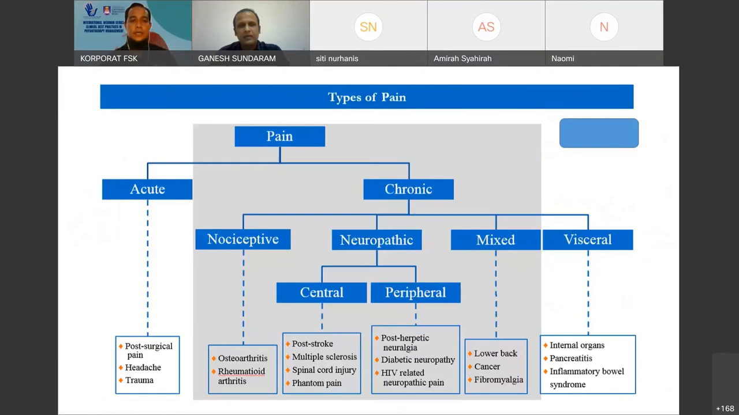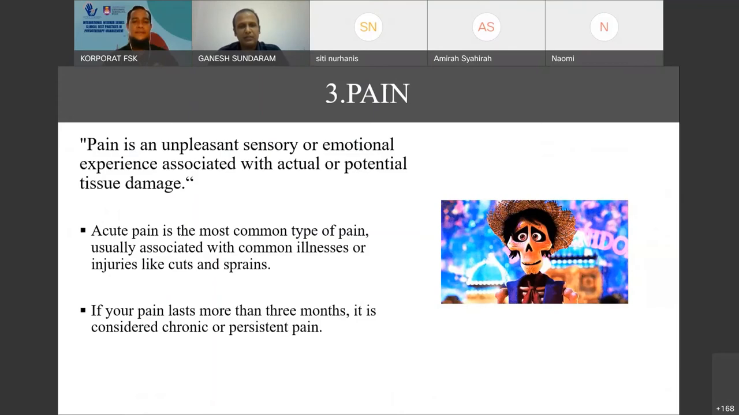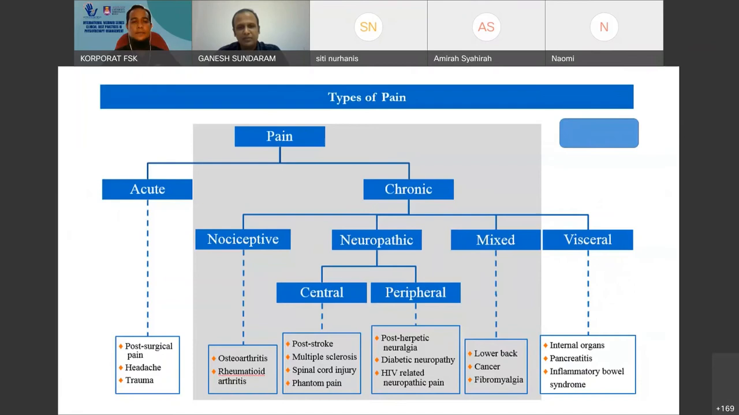Sorry for the inconvenience. Acute pain is the most common type of pain, usually associated with common illness or injuries like cuts and sprains. If your pain lasts more than 3 months, it is considered chronic or persistent pain. So we have different types of pain. We know what the categories are.